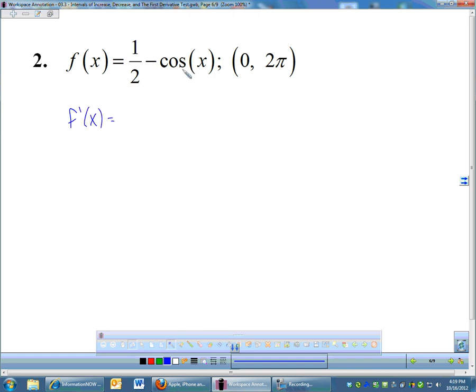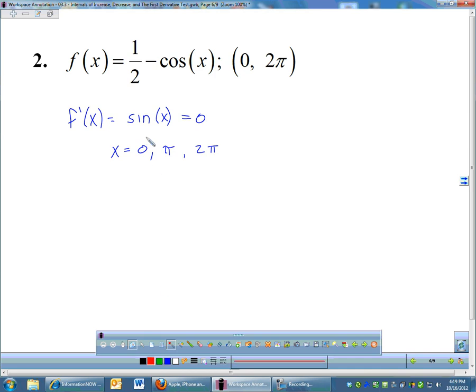Derivative of 1/2 is 0. Derivative of negative cosine would be positive sine x. And I would set that equal to 0 and solve. Now I'm only solving on the interval 0 to 2 pi. Sine x is equal to 0 at 0, pi, and 2 pi. But these 0 and 2 pi are the ends of the interval, and you cannot have a local extrema on the end of an interval. Absolute extrema, that's okay, but locals, we can't.